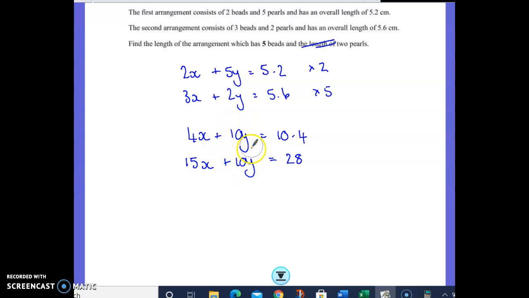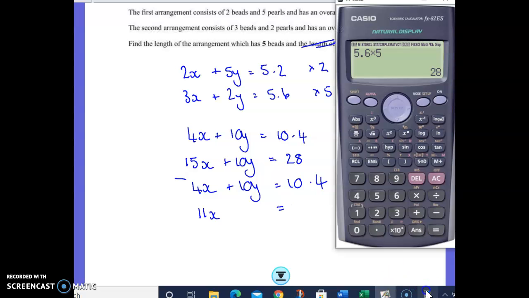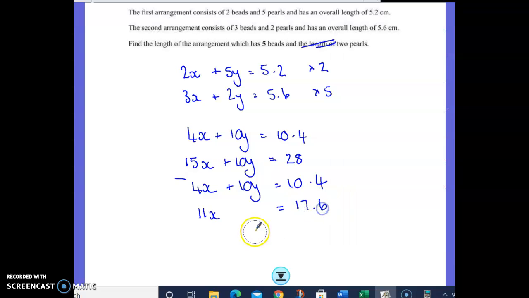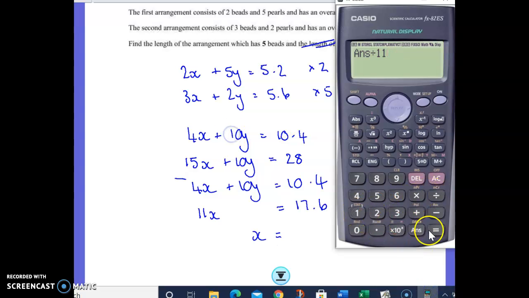I've got a plus 10y and a plus 10y, so I need to subtract. Before I subtract, I'm going to write this equation down underneath, so that I'm subtracting this way. So 15x minus 4x is 11x. 10y take away 10y, that cancels, that's what I'm looking for. 28 take away 10.4 is 17.6. So x must be 1.6.